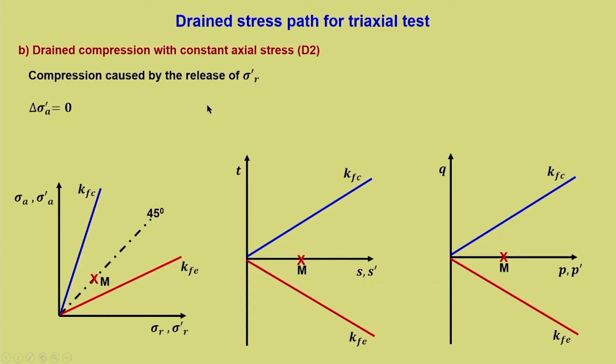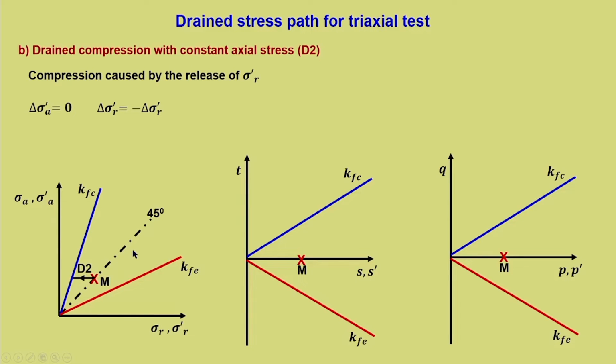Now, when there is a release, and here it is constant axial stress, so it is 0, and just because it is release, it will be minus delta sigma R dash. So, in this plot, this is the starting point, sigma A dash remains constant and sigma R dash changes by minus delta sigma R dash. So, it has to be in this manner. This is constant sigma A dash and this is decreasing, and finally it reaches the failure line, and that is given as D2.